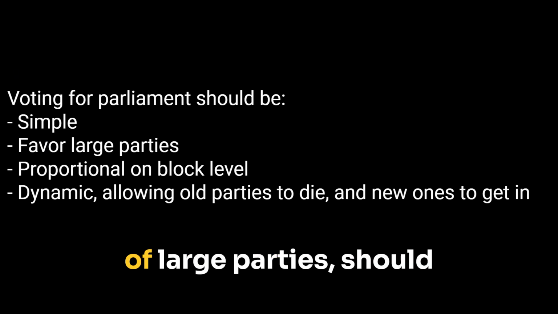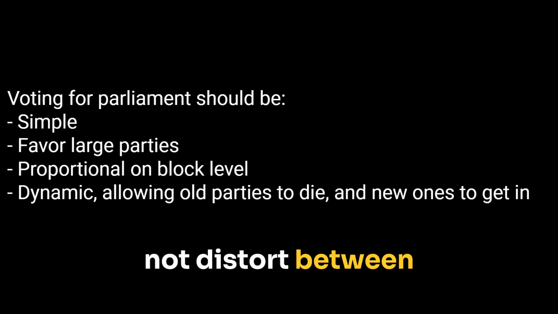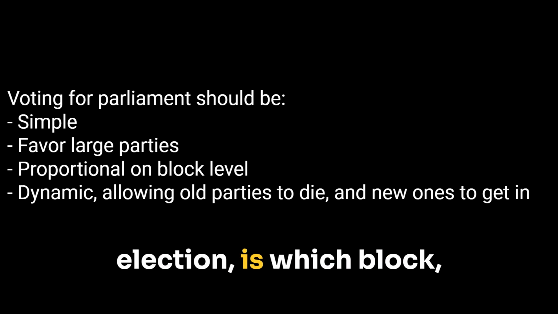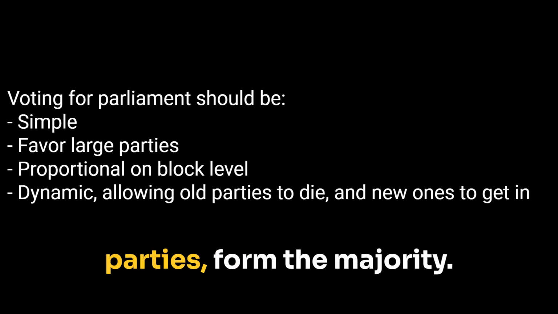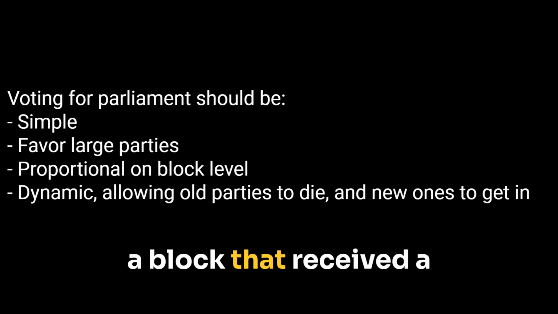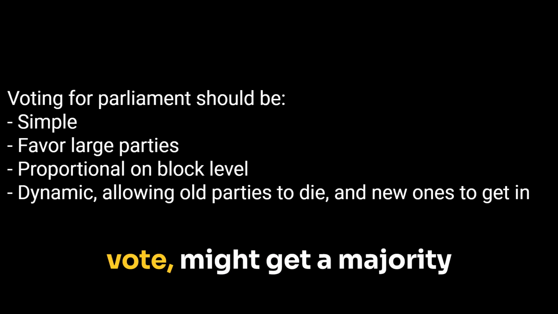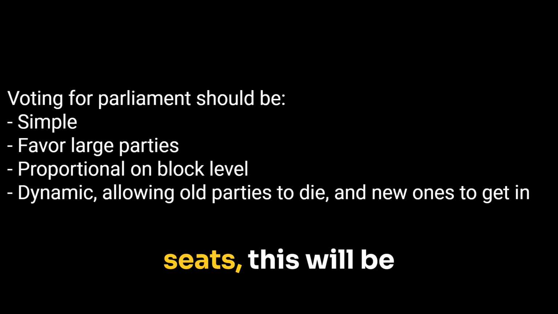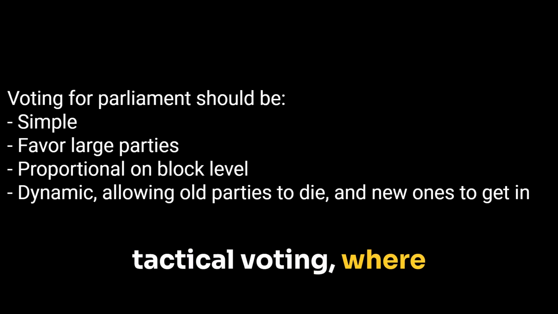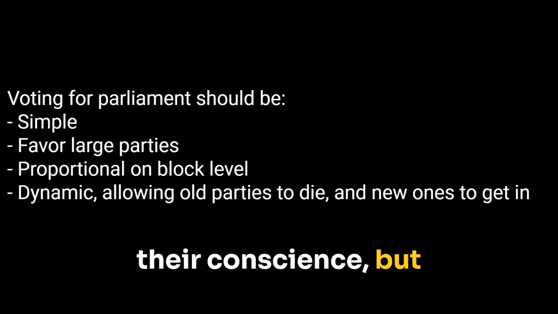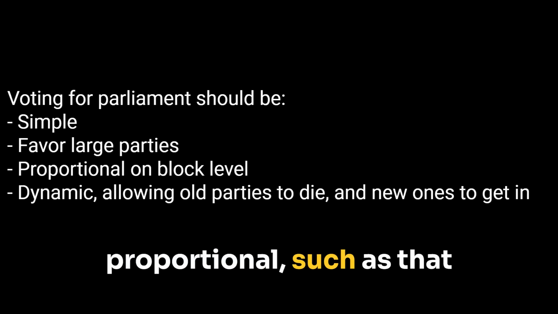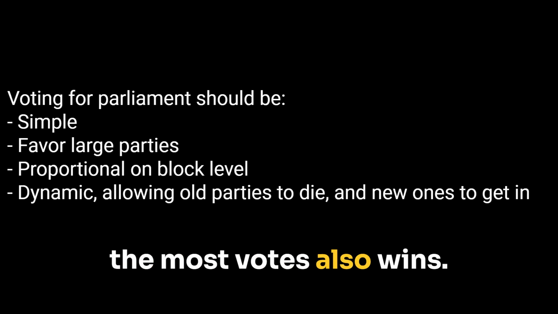The distortion in favor of large parties should not distort between political blocs. One of the most important outcomes of an election is which bloc, a set of collaborating parties, forms the majority. If this is distorted so that a bloc that received a minority of the popular vote might get a majority of the parliamentary seats, this will be seen as illegitimate and also incentivize tactical voting, where people don't vote their conscience but to avoid quirks of the electoral system. The system should be proportional, such that the bloc that receives the most votes also wins.